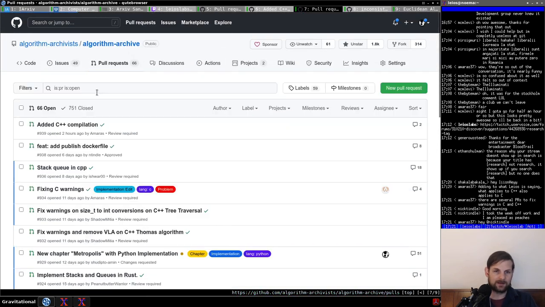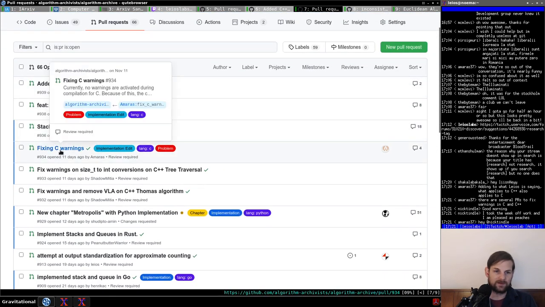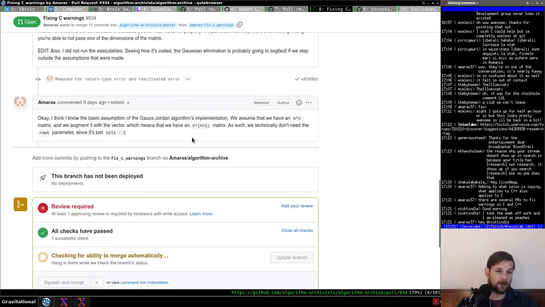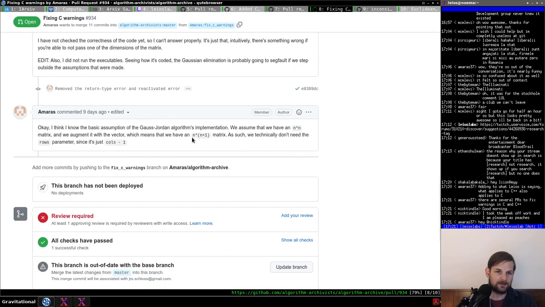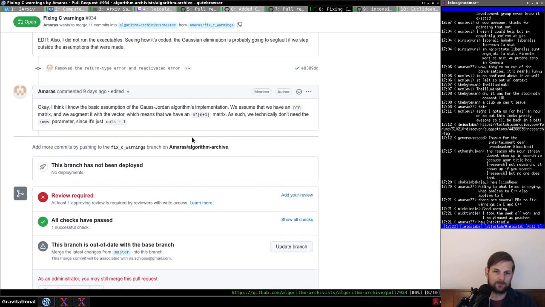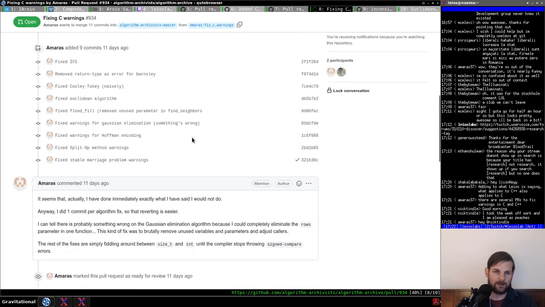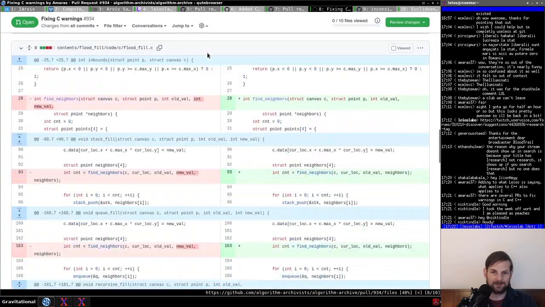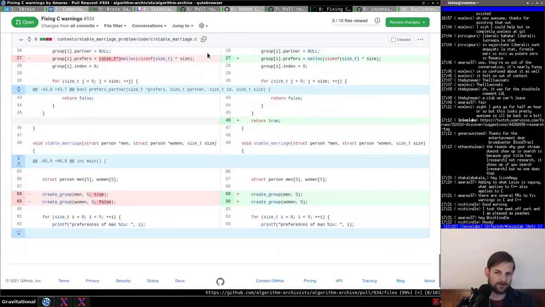Right, let's go to pull requests here. Stacking QC++ fix C's warnings. This is this guy right here. So does this already fix? Okay. I think now the basic assumption of the Gauss-Jordan algorithm implementation, we assume that we have an n times n matrix, and we augment it with a vector, which means we need to have an n times n plus 1 matrix. Okay, right. So let me take a look at the files changed here. I saw this and I had forgotten that this had happened. So does this fix all the warnings?